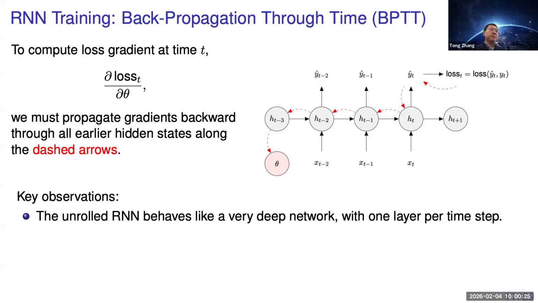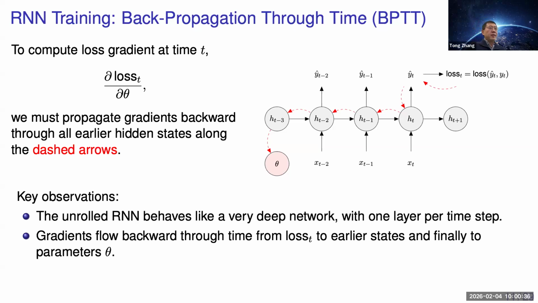Mathematically, when you do backpropagation to train the model, the behavior is like a very deep net. It's one layer per time step, right? So the gradient flows back to earlier stages, finally to the parameter theta. And this can be anything here, and you have to sum all this up. All the layers share the parameters, right? They have identical parameters according to the recurrence. So essentially, you take the derivative with respect to the parameter across all of them.